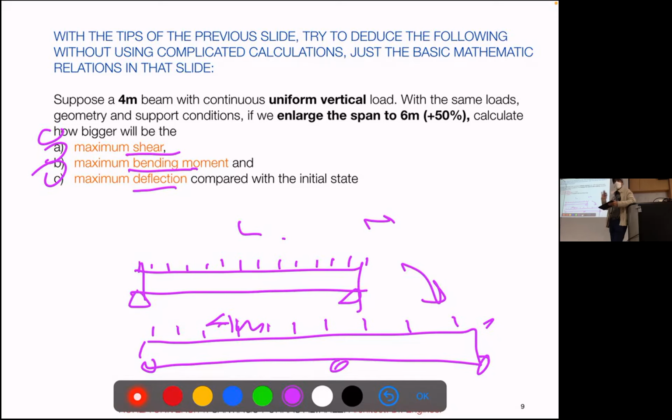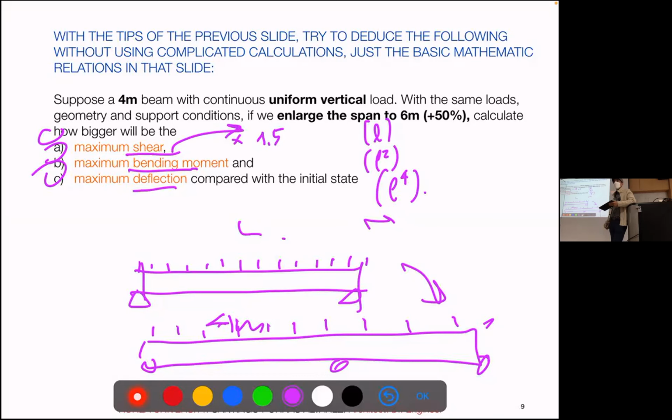We had all the relations before, right? So we know that the shear is a function of the length, moment is a function of the square of the length, and deflection is a function of the fourth power of the length. So you need only to make the proportions, right? So how much bigger becomes the shear? Yeah, it's 1.5 bigger, right?